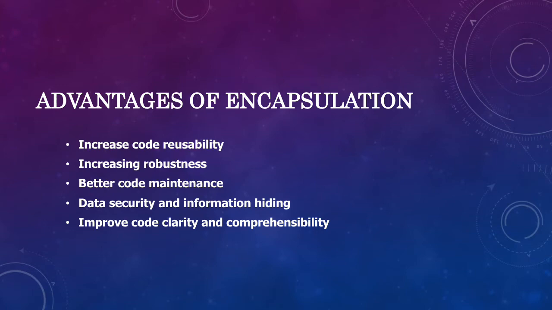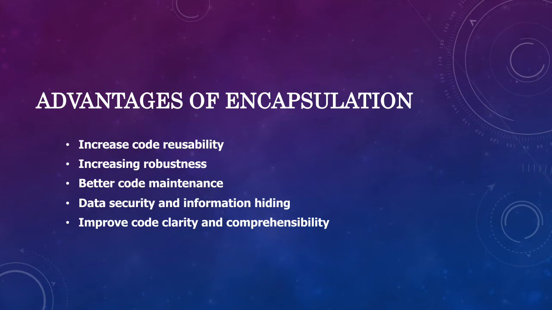Increasing robustness. Encapsulation reduces system complexity and thus increases robustness by allowing programmers to limit the interdependencies between software components. Better code maintenance. Using encapsulation, code changes can be made independently without affecting other classes. In other words, the method is described in a single location rather than multiple locations. We simply need to know what outcome a method will produce and when to use it.